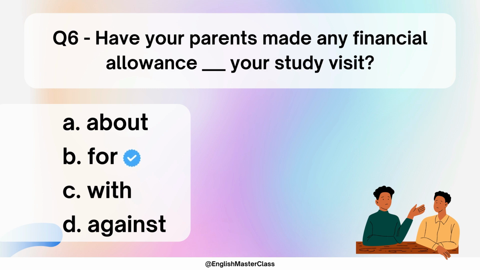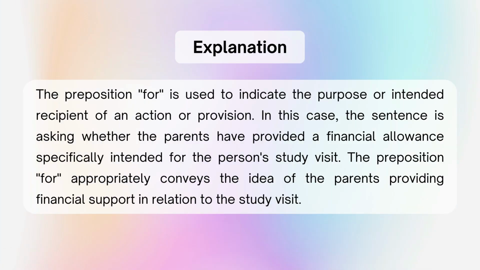Have your parents made any financial allowance for your study visit? The preposition "for" is used to indicate the purpose or intended recipient of an action or provision. In this case, the sentence is asking whether the parents have provided a financial allowance specifically intended for the person's study visit. The preposition "for" appropriately conveys the idea of the parents providing financial support in relation to the study visit.